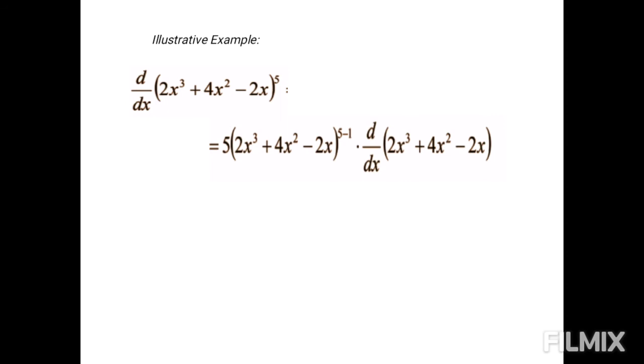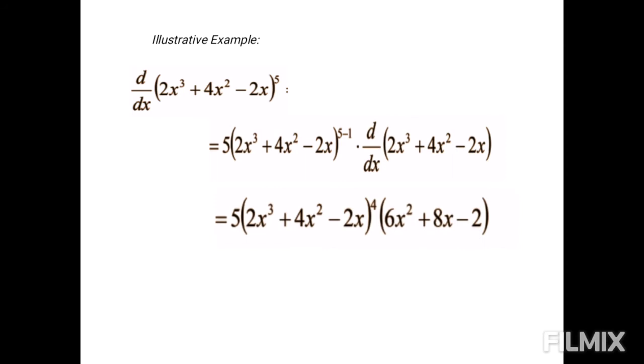So we have 5 minus 1, multiplied to the derivative of this whole given function. So we just have 5 times the quantity 2x cubed plus 4x squared minus 2x, raised to 5 minus 1, which is 4. And then the derivative of this function, we are going to use the sum rule of differentiation. The derivative of 2x cubed is 6x squared. The derivative of 4x squared is 8x, and the derivative of negative 2x is negative 2.